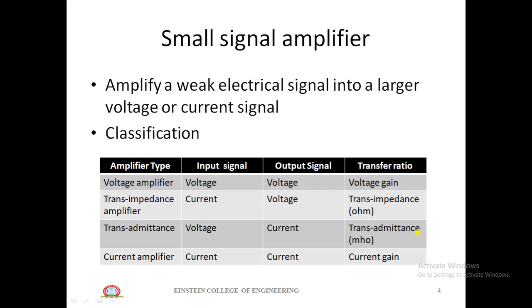Now we are moving into the topic amplifier, small signal amplifier. Amplifier means it amplifies a weak signal into a larger signal. It amplifies a weak signal into a stronger signal. So depending upon the signal type, voltage or current signal, amplifiers are classified into voltage amplifier, transimpedance amplifier, transadmittance amplifier and current amplifier.